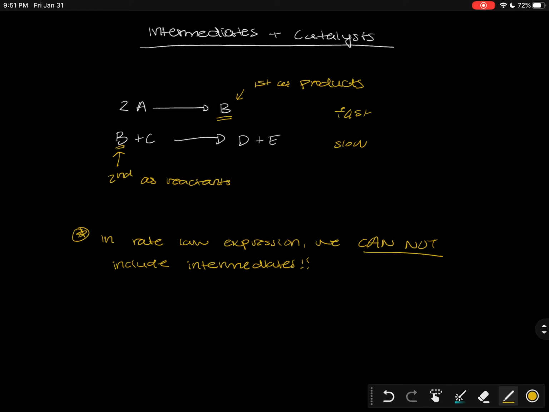Okay. So if we were to write out what we think this expression would look like, we could say something like rate equals K times B times C, right? Because we learned in the last video that it's always just going to be the two reactants of the slow step. But we just learned this important piece of information that our intermediates cannot show up in our rate law expression. So what are we going to do about it?